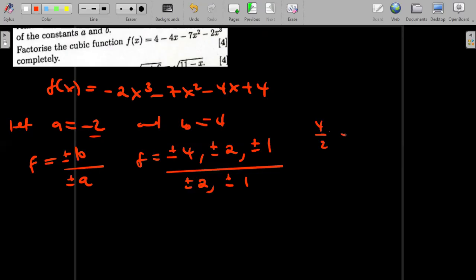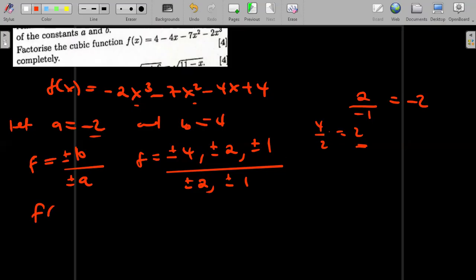Now you have to look for a factor. Let's say positive 4 divided by 2, I get 2. So I test this 2, I'll replace it where x is. If this function is going to be equal to 0, then 2 is a factor of this polynomial. So let's say I had positive 2 on top, divided by negative 1, and this gives me negative 2. So I'll test negative 2.